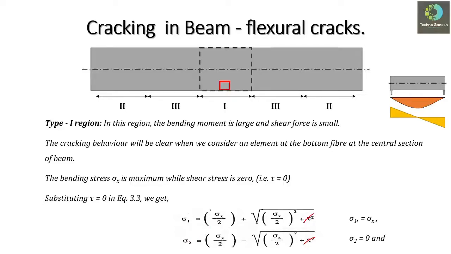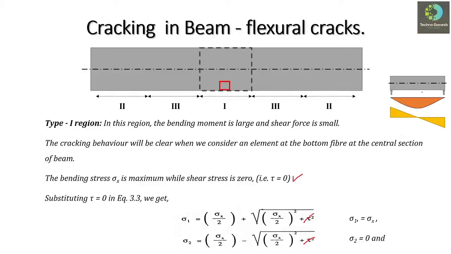So these are the values we have obtained from putting tau equal to 0 in equation number 3. So we got the principal tensile stress and principal compressive stress values. Principal tensile stress is equal to sigma x, that is the bending stress, and the principal shear stress is equal to 0.